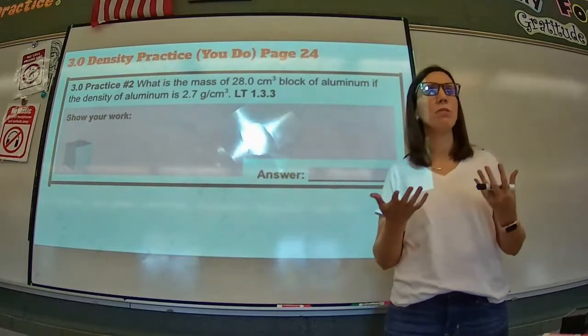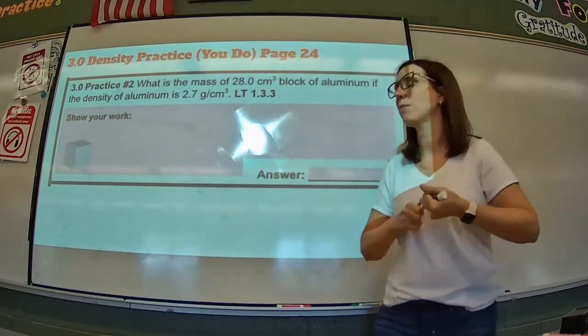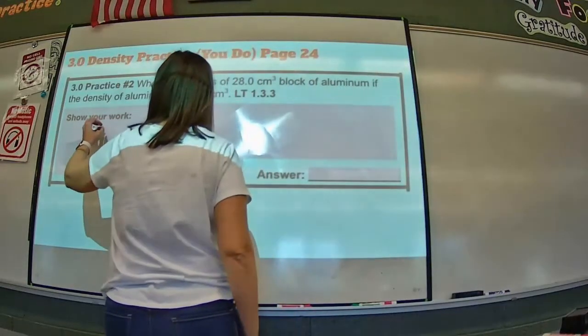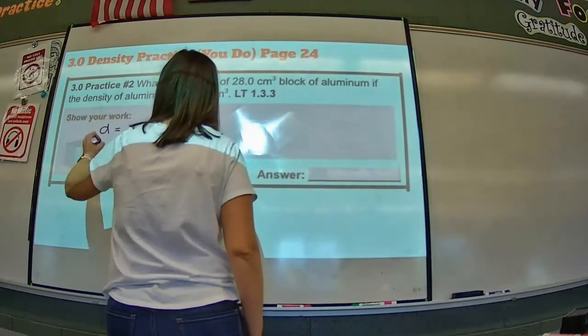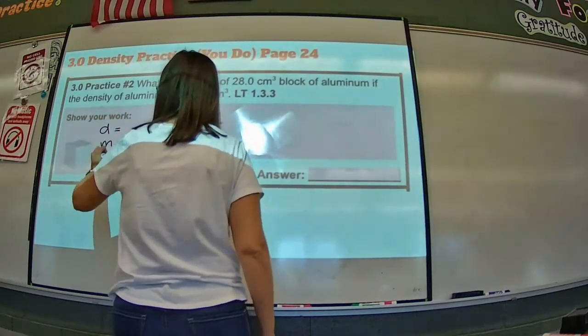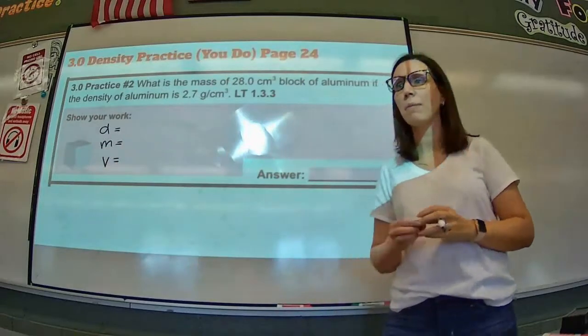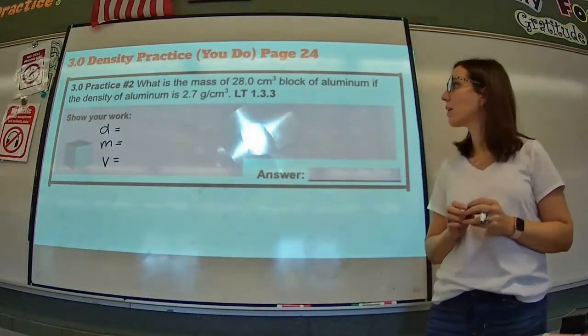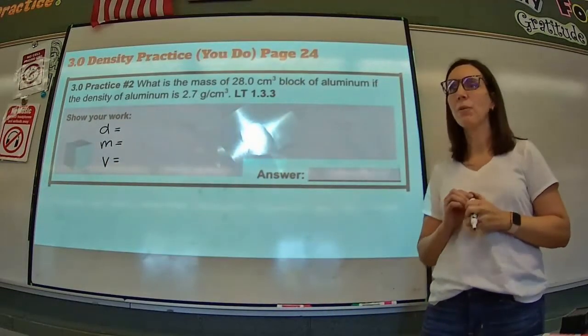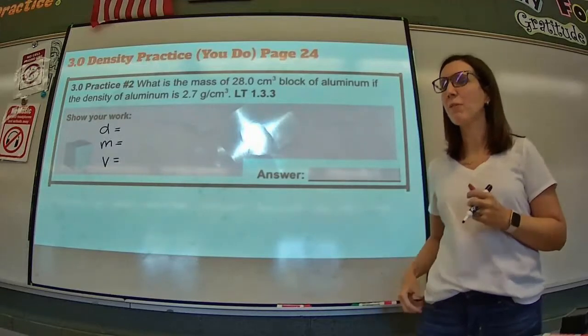So problem number 2, we're going to start off exactly the same way. We're going to write down what we know, right? So density equals mass over volume. So we start our problem out just like we do with all the others. I'm going to read through the problem, try and figure out what we're solving for and what information we're given.